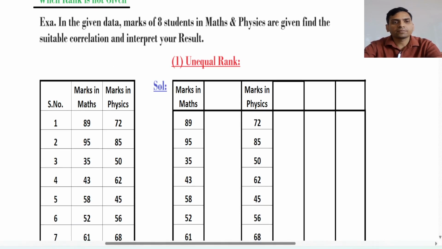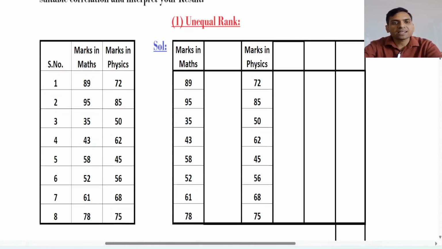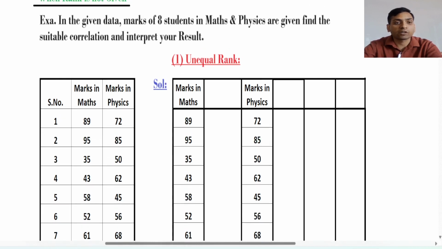So we have this problem. In the given data, marks of 8 students in maths and physics are given. Find the suitable correlation and interpret your result. Now we will find rank correlation as marks are given. So for marks, first we will find rank because your data is not in the form of rank. This is in the form of marks.